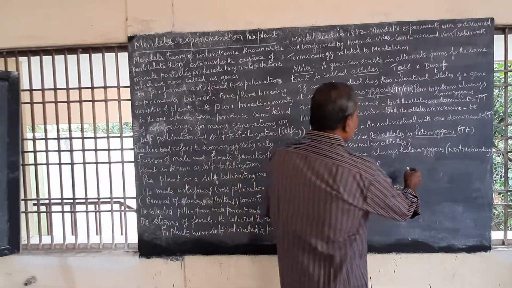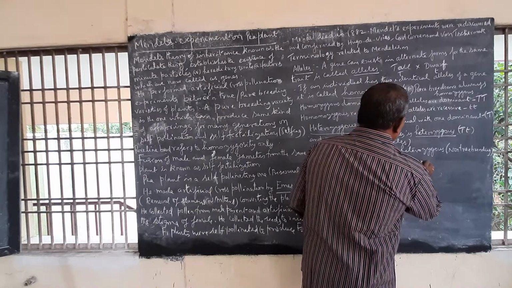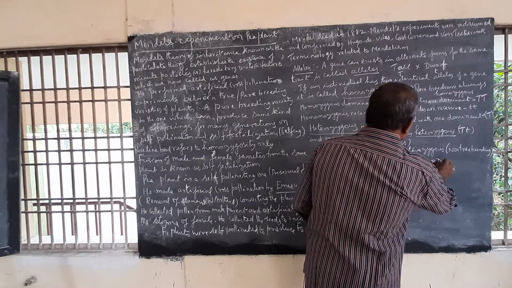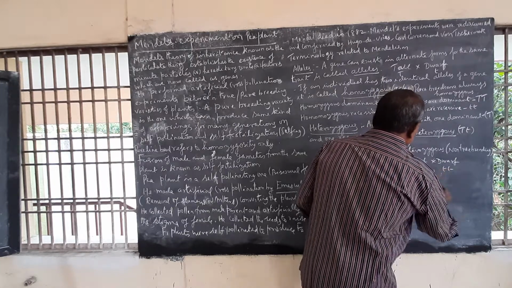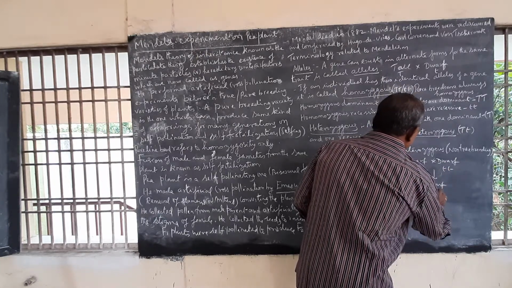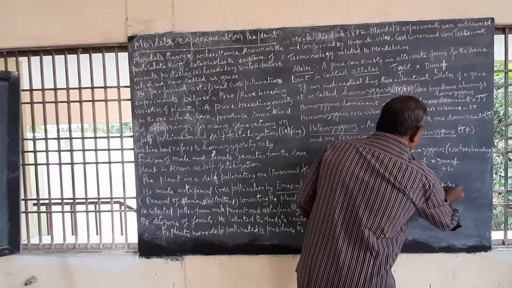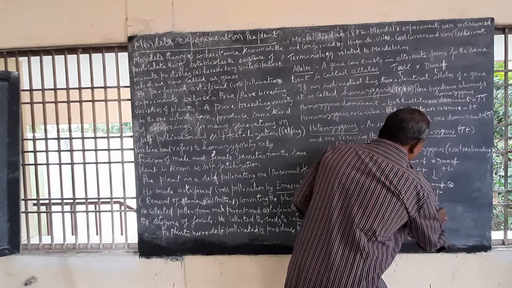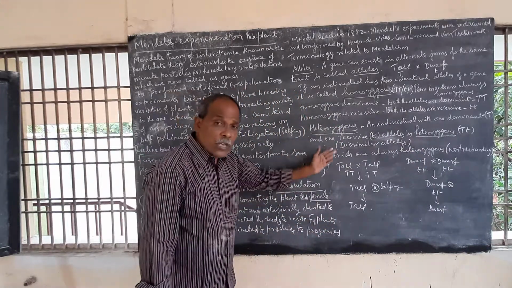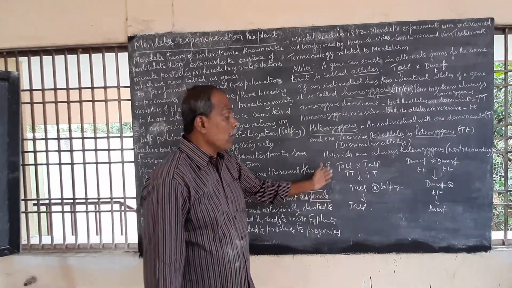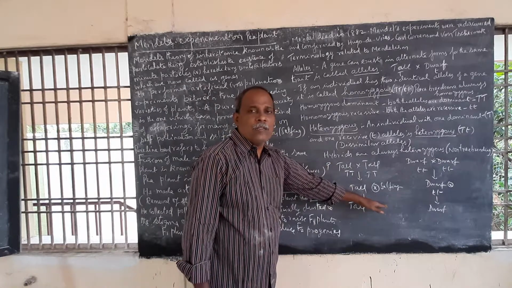Then dwarf. Pure breed dwarf into dwarf, small t, small t, small t, small t. You get only dwarf. Again selfing, you get only dwarf. So like that, a pure breed is one which is able to give rise to the same kind of offspring for many generations on self-pollination and self-fertilization.